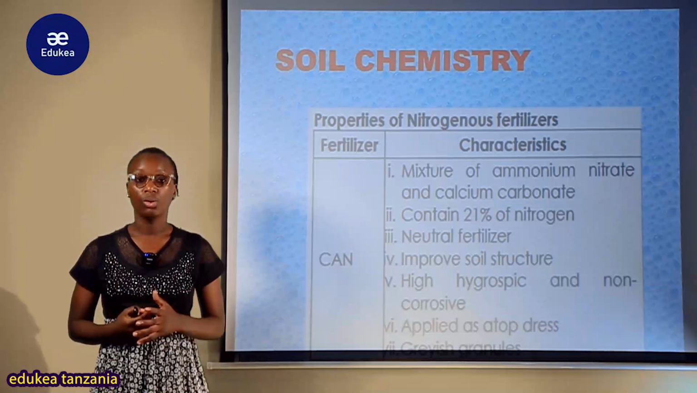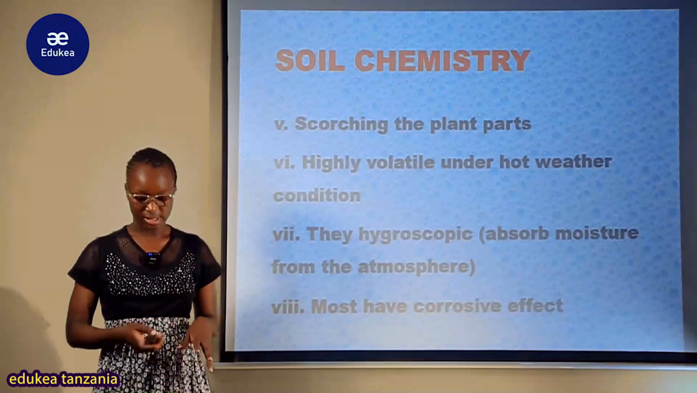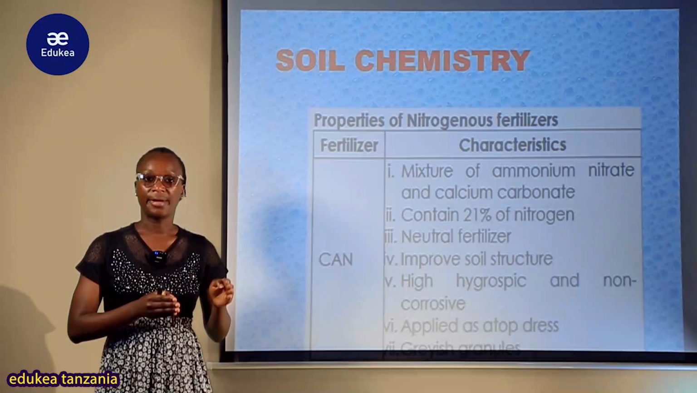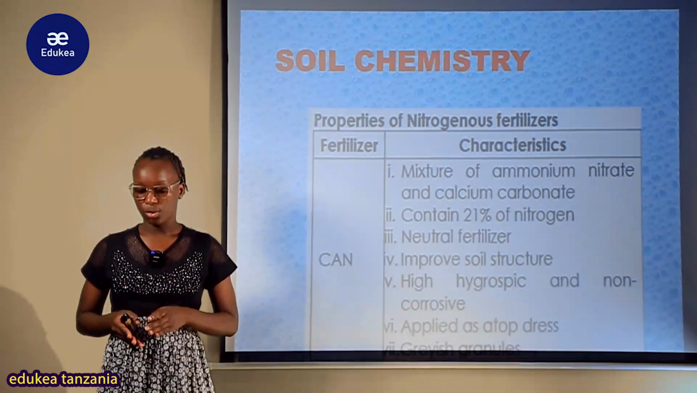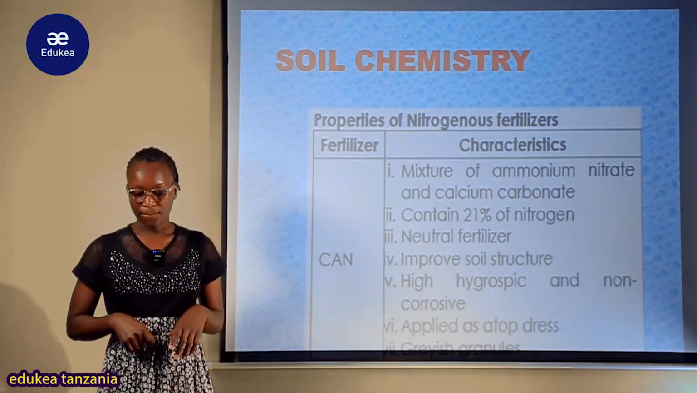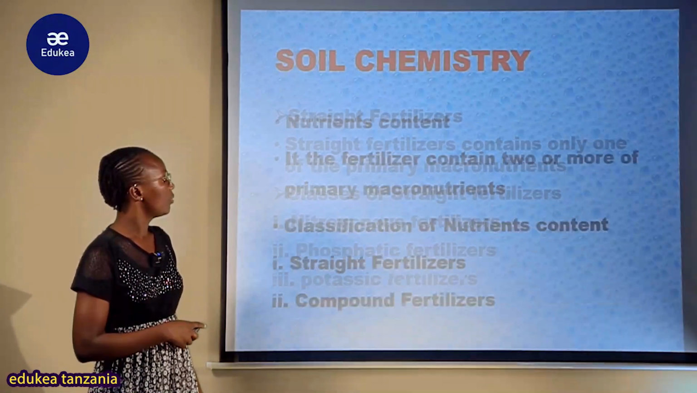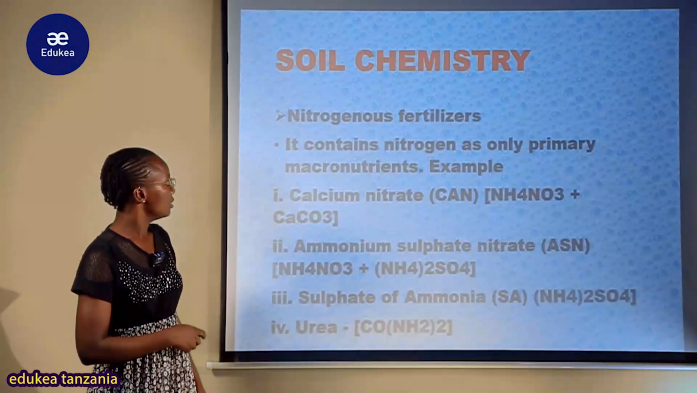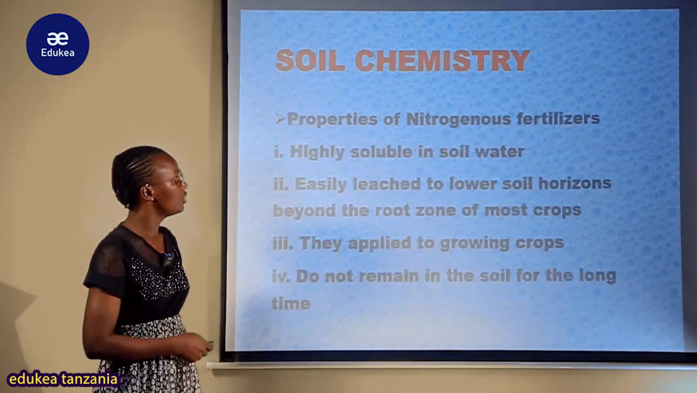But here we are going to look, those were the general properties of these nitrogenous fertilizers. Here we are going to look at the properties of the specific fertilizers, but also we are going to look at the characteristics, kwamba this kind of fertilizer ina sifa gani. So when we talk about CAN, here we are talking about this kind of fertilizer, which is calcium nitrate. CAN, it is calcium nitrate.